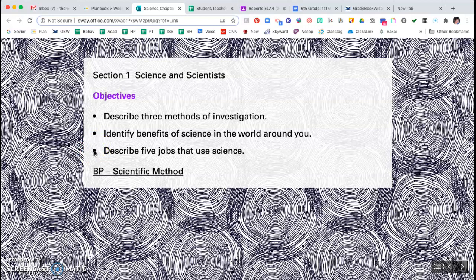And if you'll think back to our word search and our decoder from last week, there are several jobs that use science. I will have the Brain Pop and actually any videos attached to this lesson that you will need to go back and watch as well.